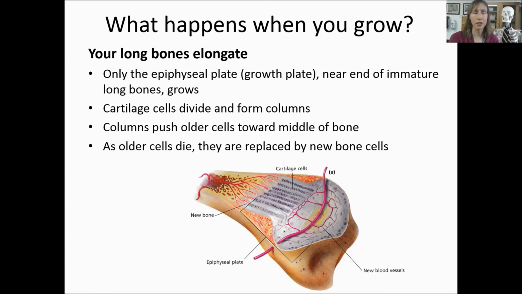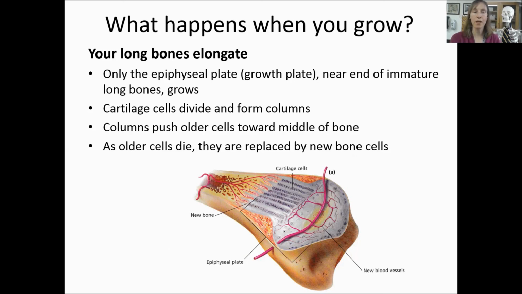So you had cartilage there in the ends. And those cartilage cells, if you look there, look like they're in columns. So they're the ones that are dividing. And as they divide, they're pushing older cells toward the middle of the bone. And then as those older cells die, they're replaced by new bone. So that's where growth is.